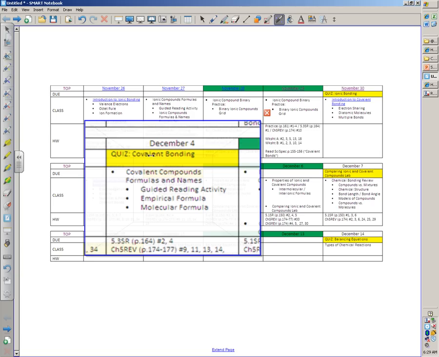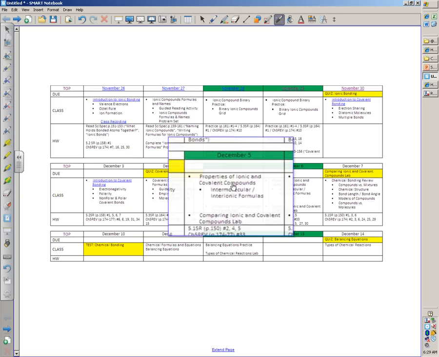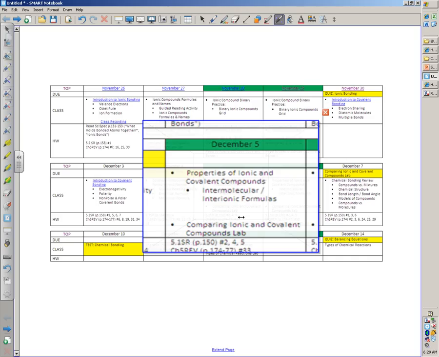I still have a quiz here for Tuesday. I'm thinking I'm probably going to move that quiz to the block day next week, so the beginning of block day. I'll update the calendar to reflect that as we go along. Then, for block day next week, we are back on lab, but before we get to lab, we have to talk about some properties of compounds, and then we'll do the comparing ionic and covalent compounds lab. That lab is pretty short. We should have no problem getting that in the last part of our block day next week.